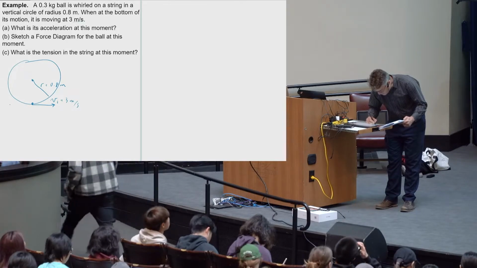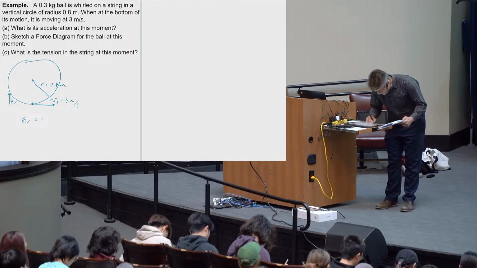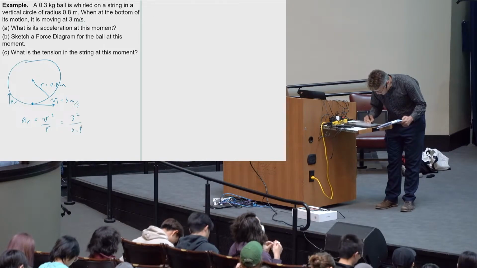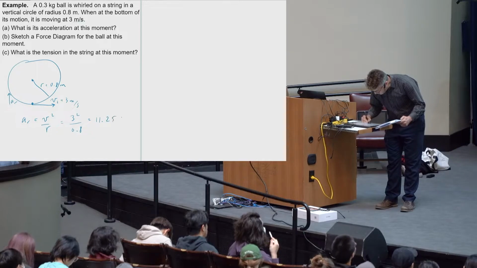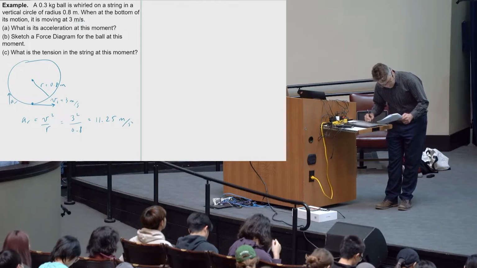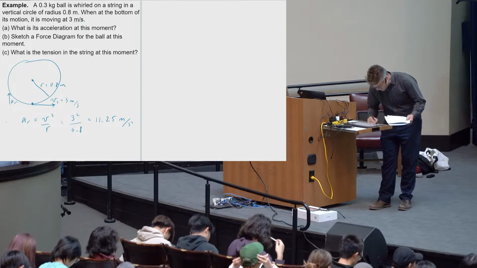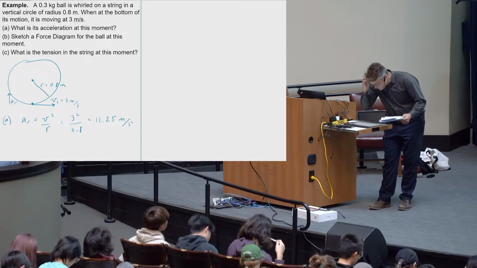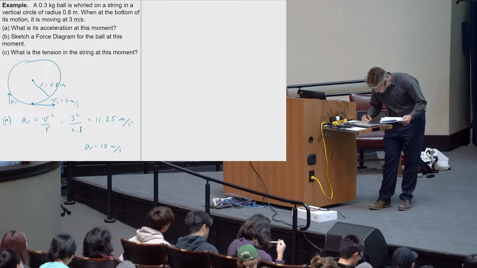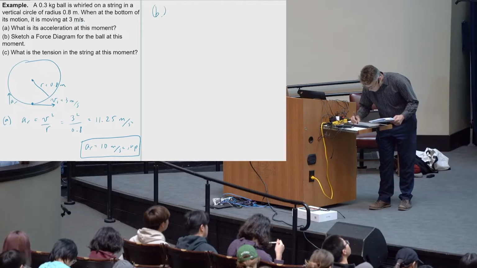And then I'm just going to draw over here a sub r is towards the center of the circle. And a sub r, don't forget, is always v squared over r. So it's going to be 3 squared divided by 0.8. So it's actually 11.25 meters per second squared. That's the acceleration. Actually, that's the answer to A, isn't it? Or you could say, I guess, a sub r is equal to 10 meters per second squared up, if you wanted a final answer for your test.